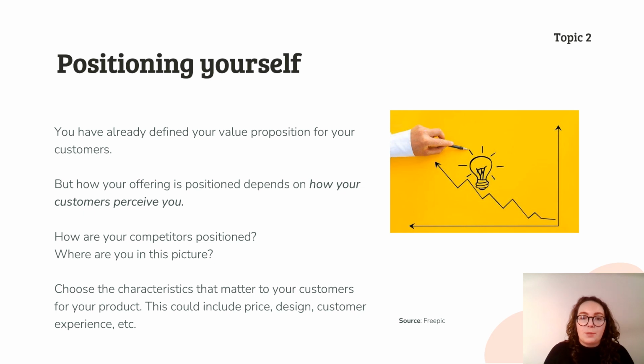This depends on the perception of the customers. The customers also have certain perceptions of your competitors when they decide which offer to select from the available in the market. They look at you and compare you to your competitors. You have to understand what characteristics are most important to your customers and how you are positioned in relation to your competitors based on those characteristics.